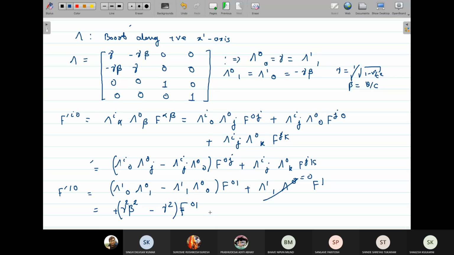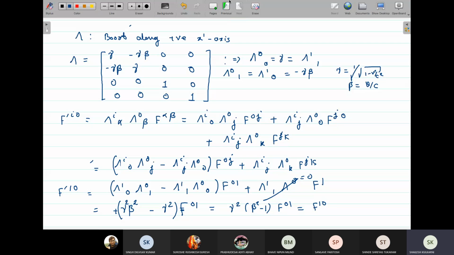Okay. Fine. So this is equal to gamma square into beta square minus 1, F01. But beta square minus 1 is minus of 1 over gamma square. So I will write here F10. So it will be F10.